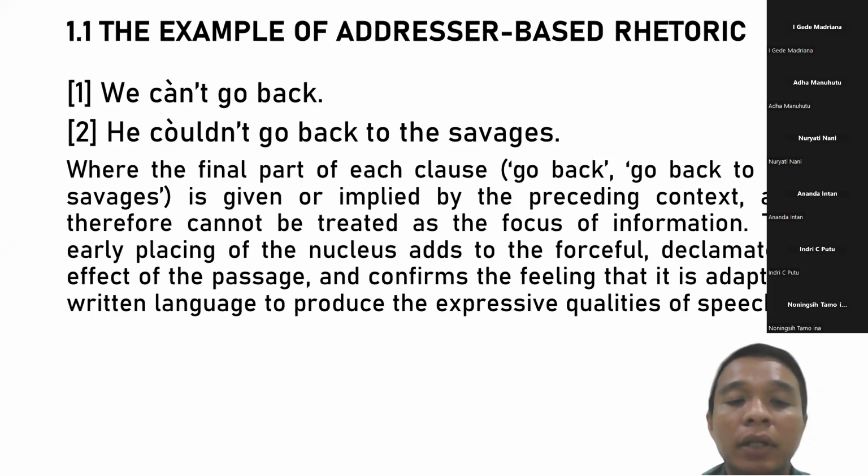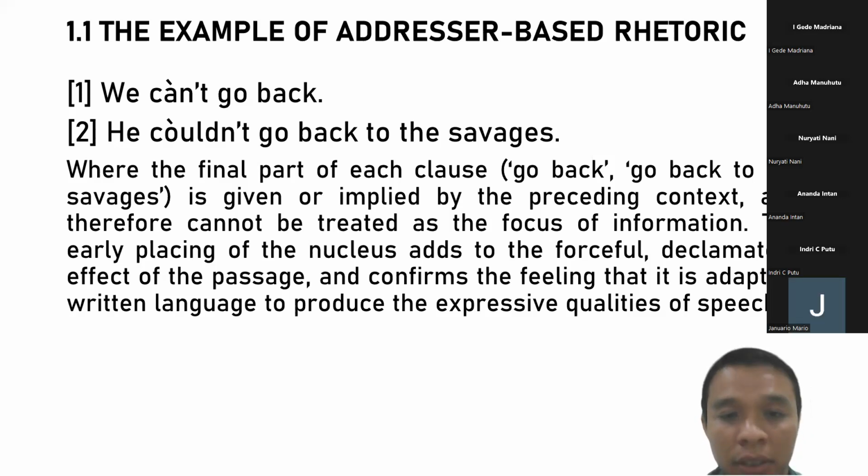The early placing of the nucleus adds to the forceful declamatory effect of the passage and confirms the feeling that it is adapting written language to produce the expressive qualities of speech. Okay, please pay attention to the final part of each clause, between go back and go back to the safe pages. There are two different clauses here. Go back and go back to the safe pages.